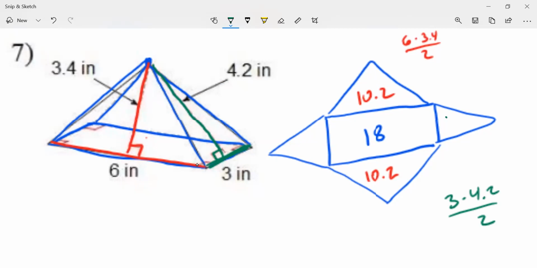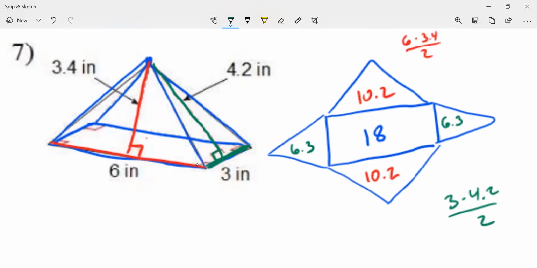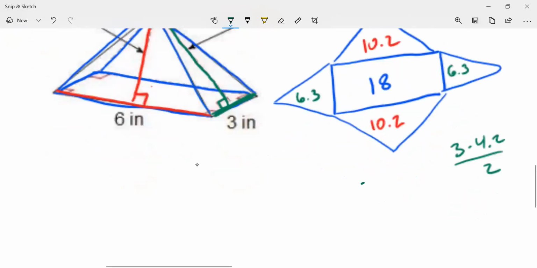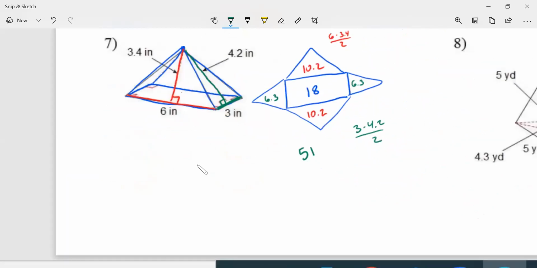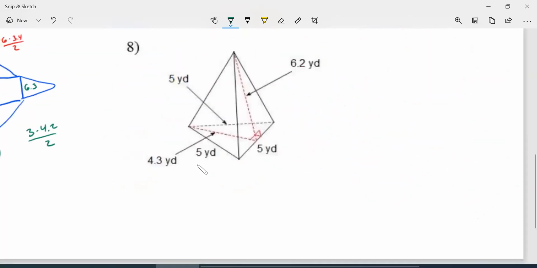So 2 of my triangles are 6.3. Now, just add everything. So 6.3 plus 6.3. I'm using a calculator. Plus 10.2 plus 10.2 plus 18. I added all my numbers, and it happens to be 51. Good. Let me highlight my 51. Let's take a look at number 8.